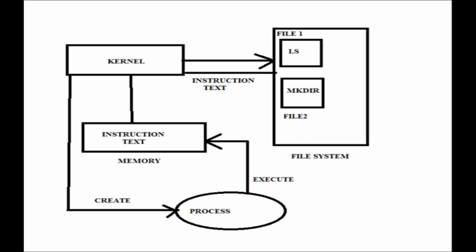That executable process is going to take that instruction text, and it's going to execute that particular command, because instruction text contains the details related to that particular command. The output of that command will be displayed once the execution process is completed. So in this way, the command will be executed on behalf of the user in the Unix operating system.